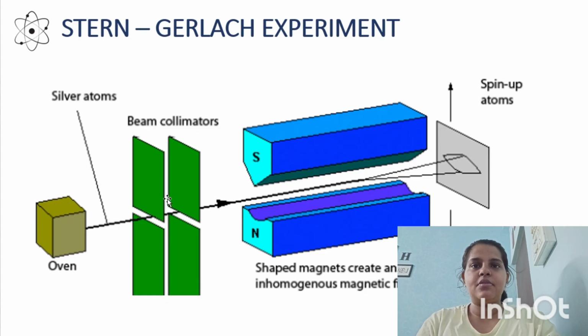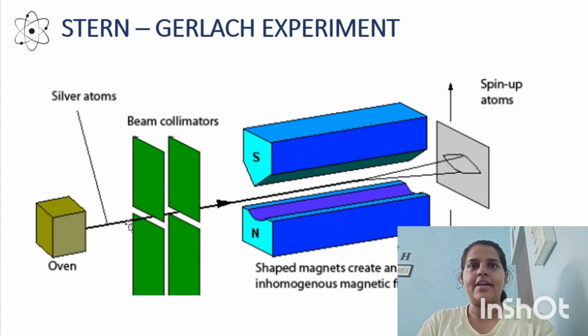Second is the beam collimation, which are the slits. To ensure the beam is well defined, one or more slits are placed downstream from the oven. These apertures restrict the trajectories of the atoms, allowing only those traveling approximately parallel to the beam axis to continue. This slit is essential for producing a narrow, uniform beam that can be spatially resolved at the detector.